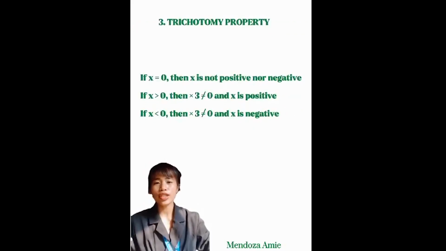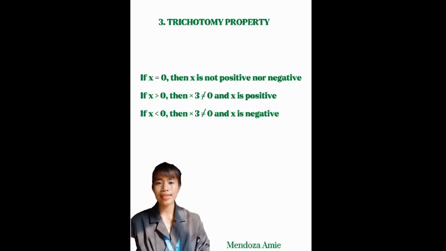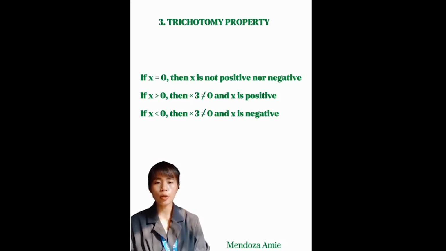Number 3, trichotomy property. If x equals 0, then x is neither positive nor negative. If x is greater than 0, then x is positive. If x is less than 0, then x is negative.